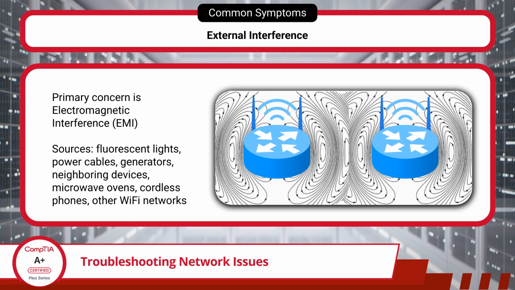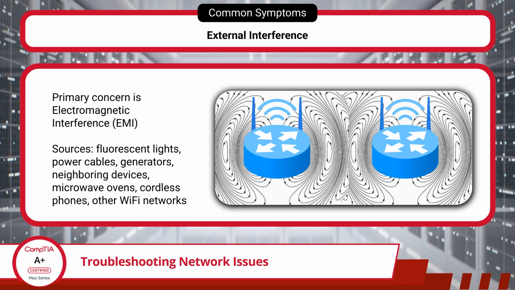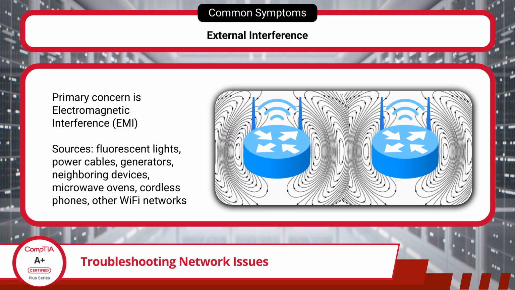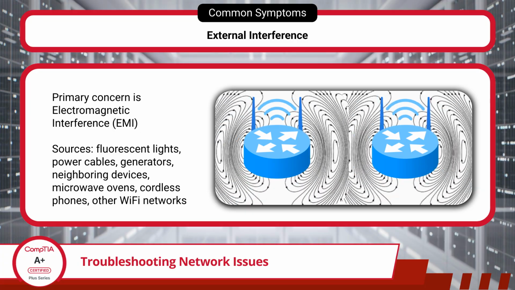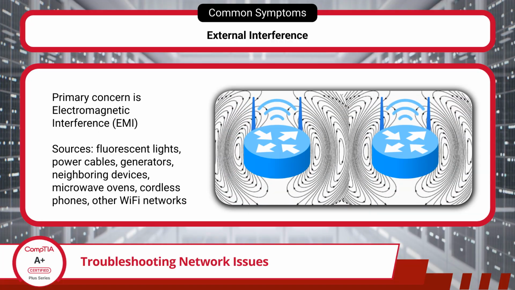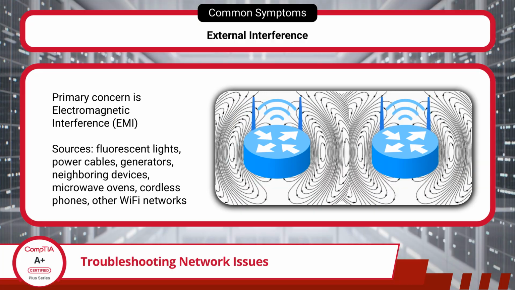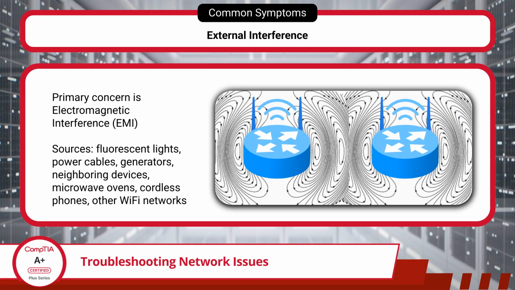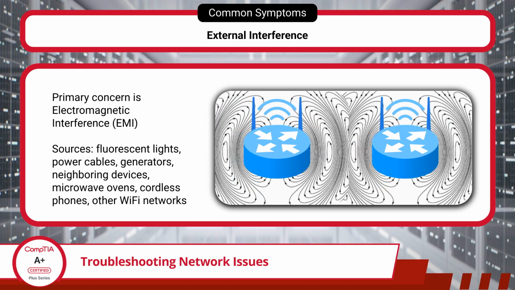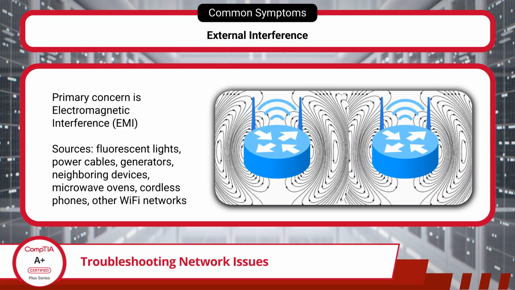External interference, such as electromagnetic interference, or EMI, poses a significant threat to the stability and reliability of wired networks. EMI can originate from various sources, including fluorescent lights, power cables, generators, and nearby signals emitted by other electronic devices. When cables are exposed to EMI, it can disrupt the transmission of data signals, leading to packet loss and overall network performance degradation. To mitigate the impact of EMI on wired networks, it is essential to implement proper shielding and grounding techniques for network cables.